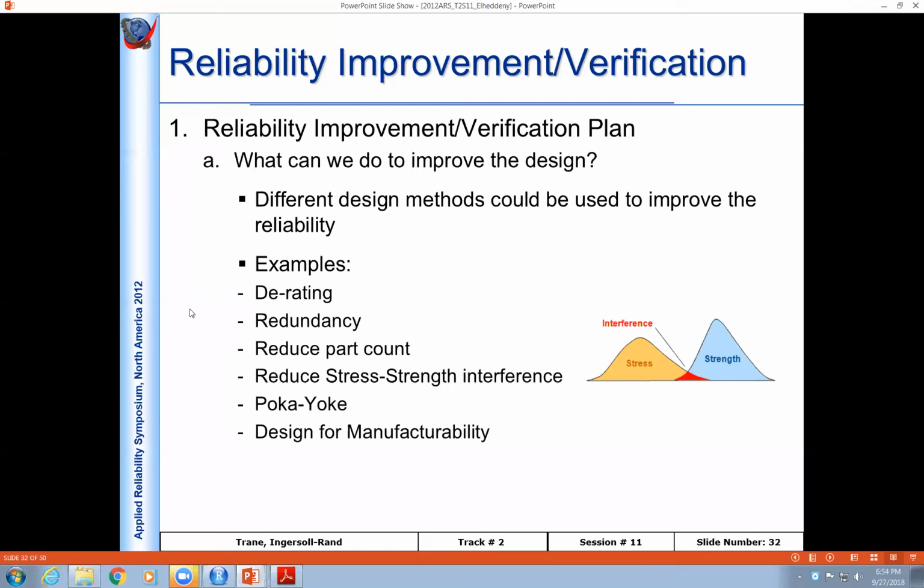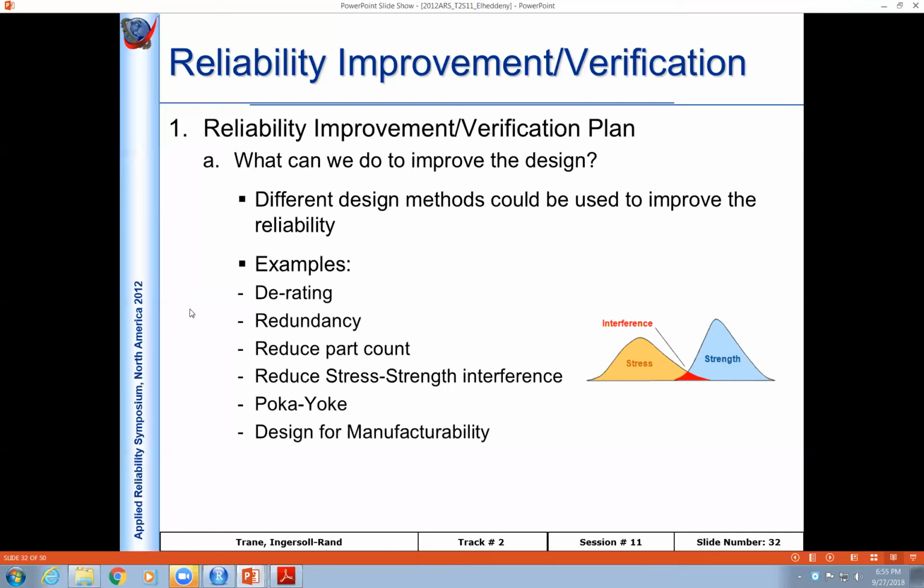So this is the basic idea of how to do it better. You need to improve the strength, move that to the right, or reduce the stress, move it to the left. I'm sorry, move this to the right, yeah, move this to the left, and have that gap. Basically, that's what it is. It's not as easy as that, but this is the basic one.